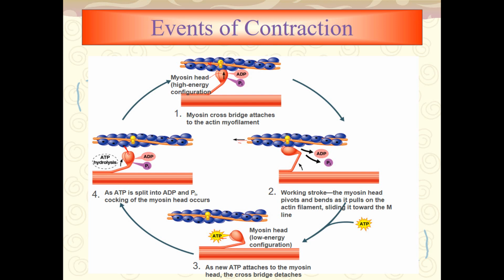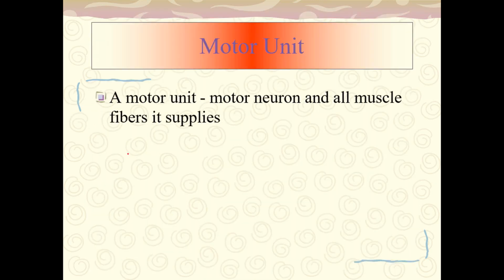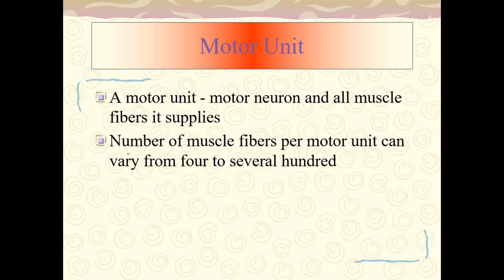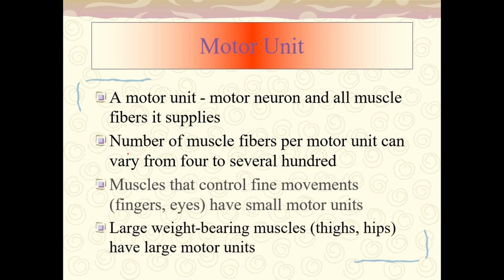Switching gears, we have to talk about what a motor unit is. A motor unit is simply the motor neuron and all the muscle fibers it hits. The number of muscle fibers per neuron can vary. If we have fine movements, we're going to have smaller motor units. If we have large weight-bearing muscles, we're going to have large motor units.